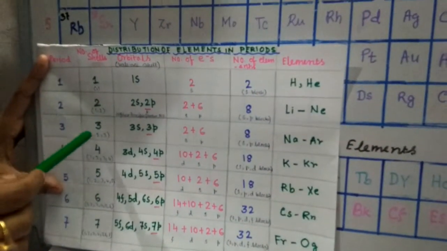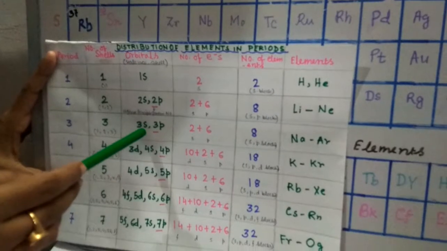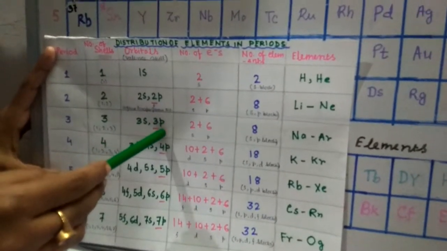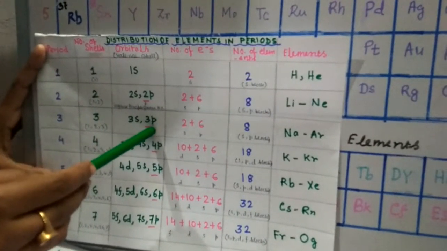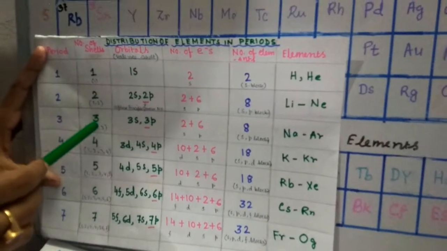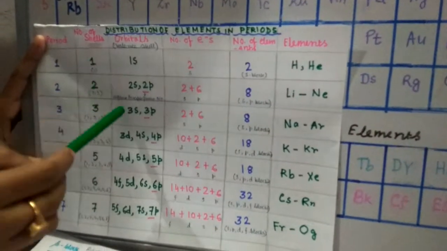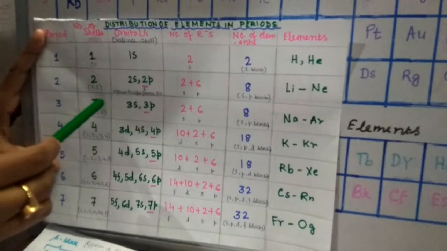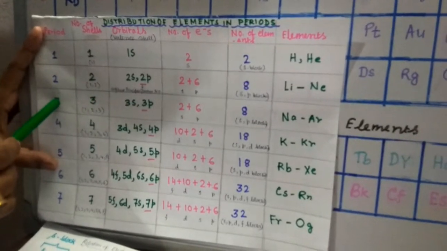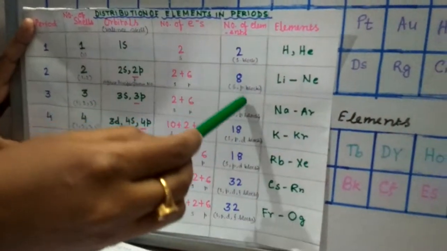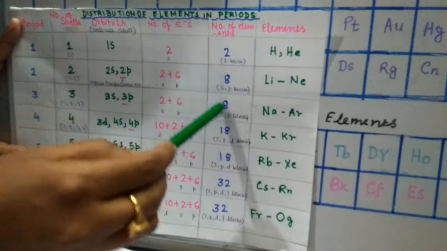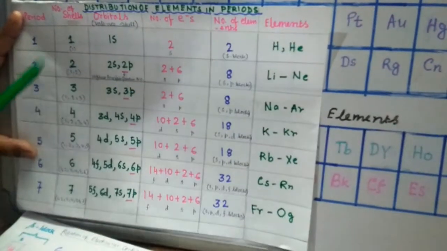And coming to the third period, you have incorporation of 3s and 3p orbitals, and here the number of cells will be 1, 2 and 3. So the number of cells is 3 and the period number is 3, and we have again an increment of 8 elements, and it is sodium to argon.